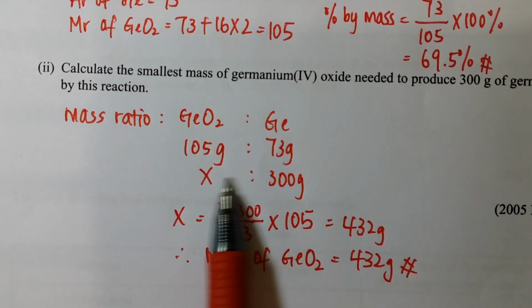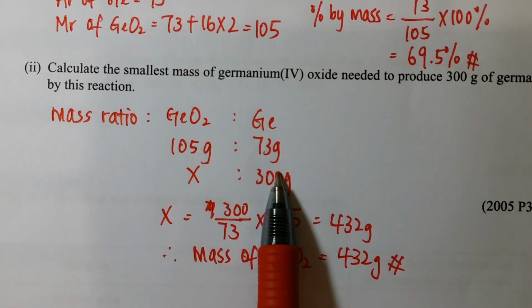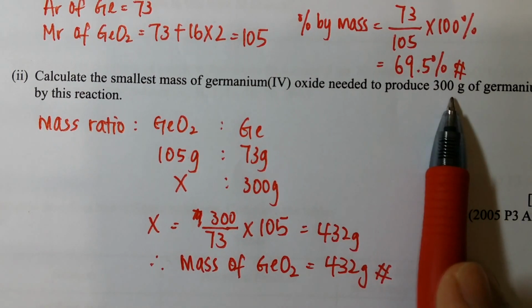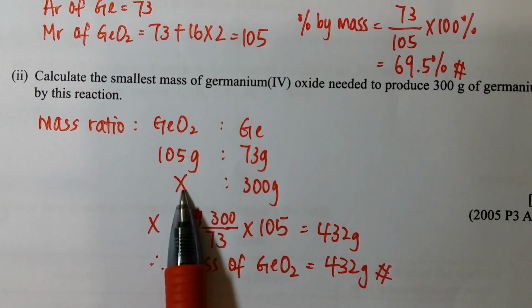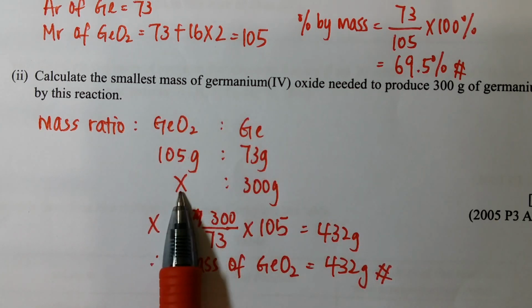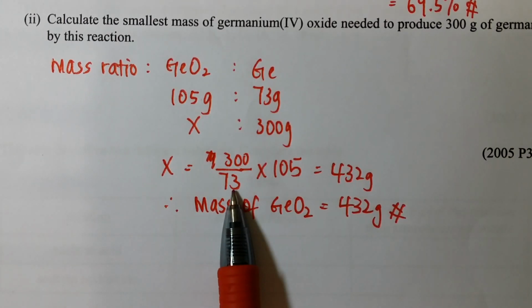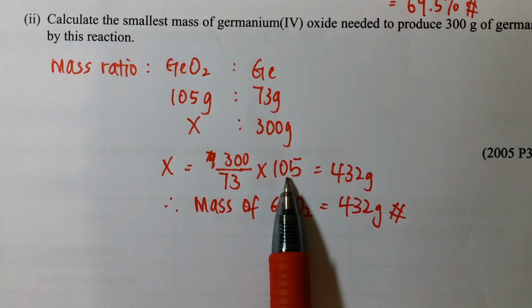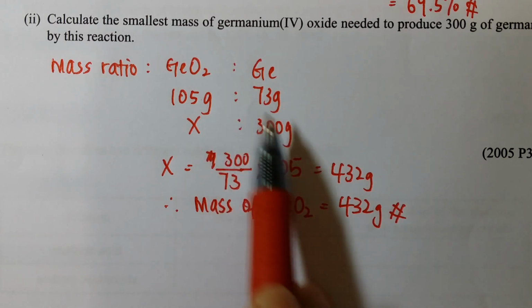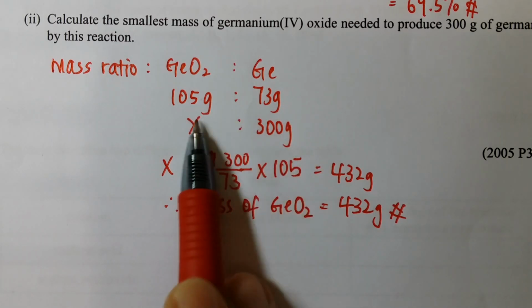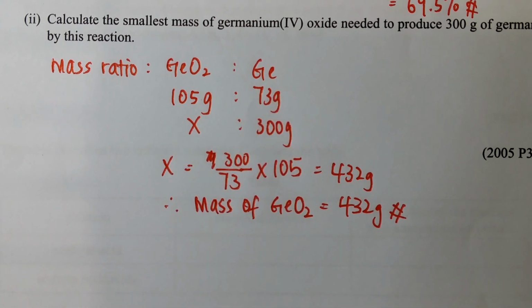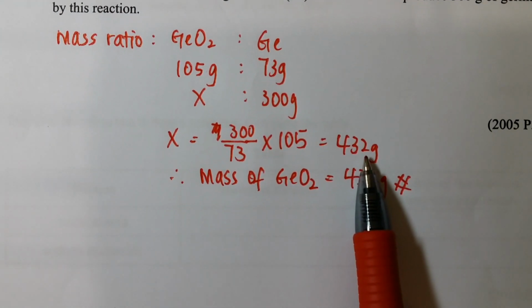Then after that, the second row here would be the information given by the question, which in this case says 300 gram of germanium. So 300 gram, and you have to find out what would be the mass of germanium 4 oxide. So based on this, x would be 300 over 73 times 105. Why is it 300 over 73? You can also cross multiply like this and find out what is the x. So that would give you the answer of 432 gram.